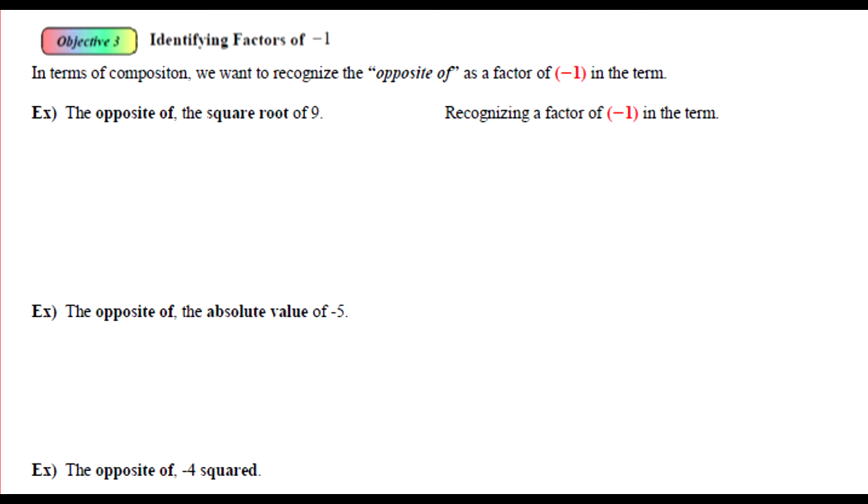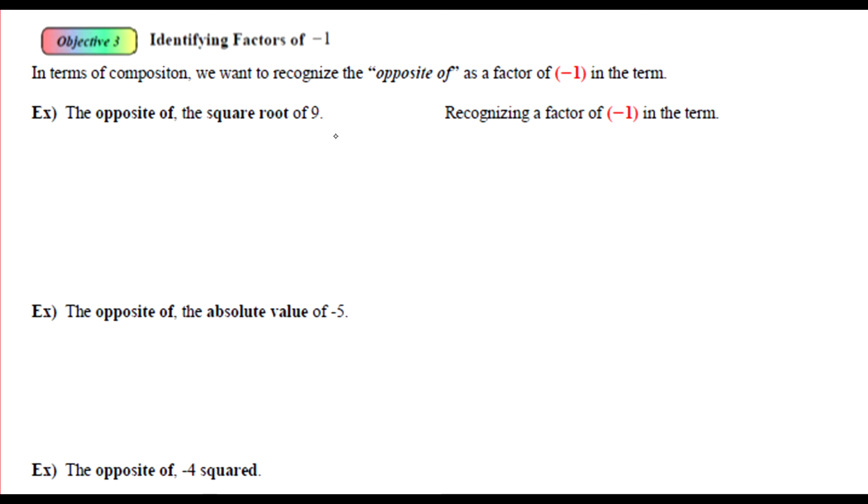Right, so in terms of composition, it is very important that we recognize the opposite of as a factor of -1 in the term. So here's where we have a combination of factor operators. Say I want to take the opposite of the square root of 9.